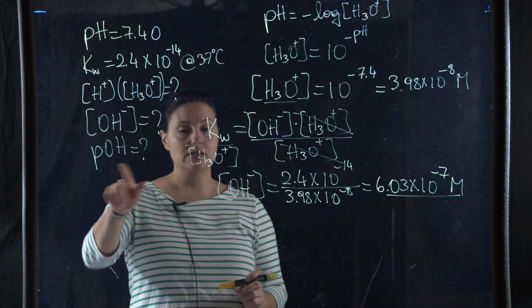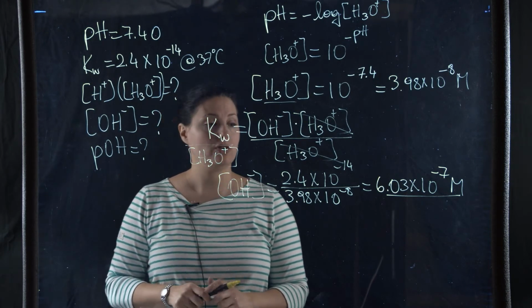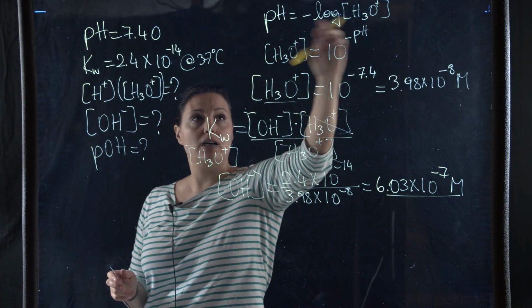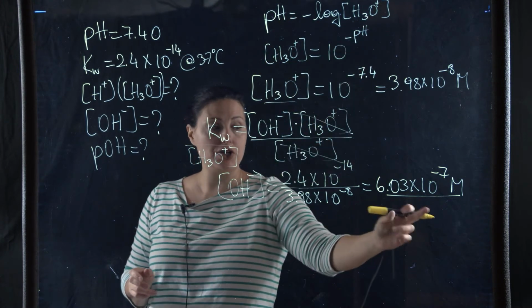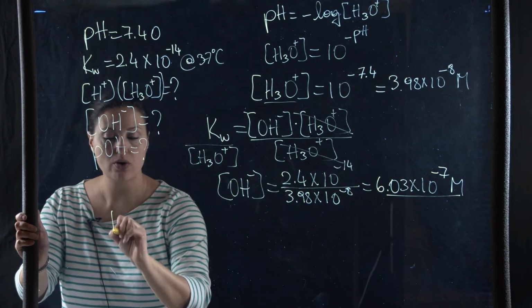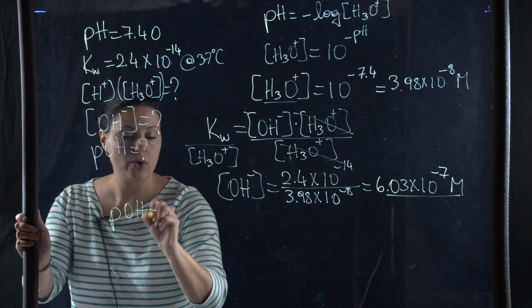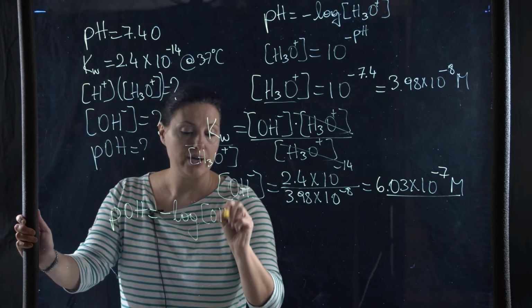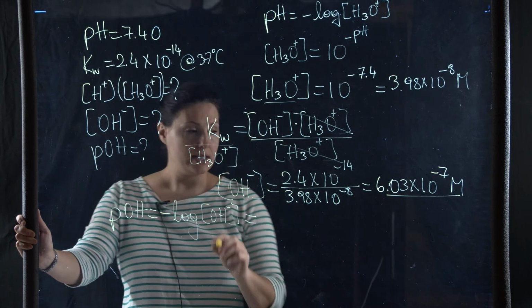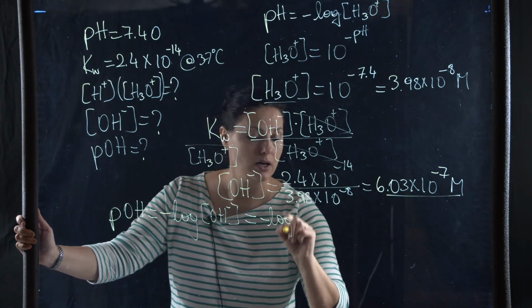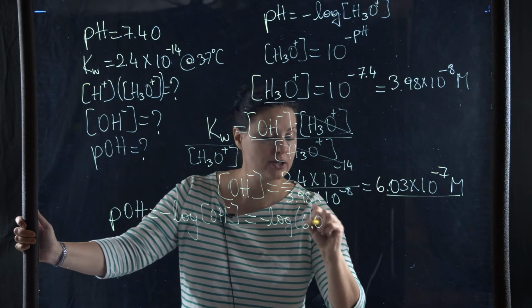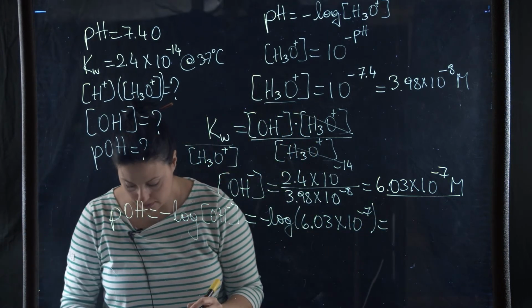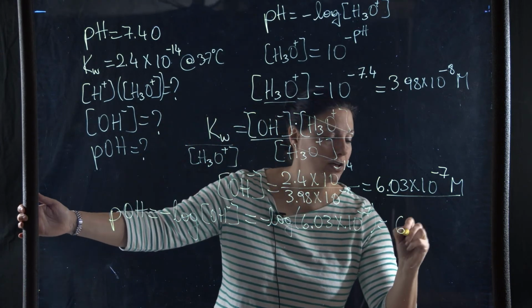Now I'm also asked to calculate the pOH value. Notice this is very similar to this formula, but I have OH and pOH, and I have OH concentration here. Now I know the concentration of OH, so I can figure out the pOH, which is minus log of the concentration of OH minus ions, equal to minus log of 6.03 times 10 to the minus 7th. And this will give you a pOH value of 6.2.